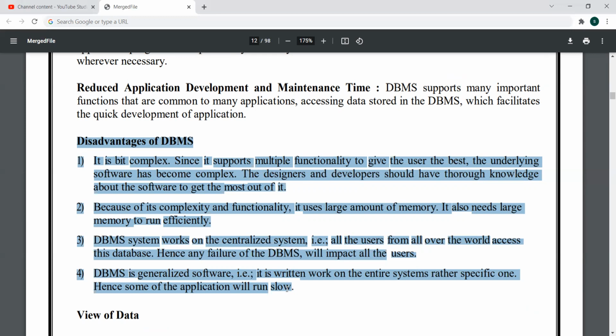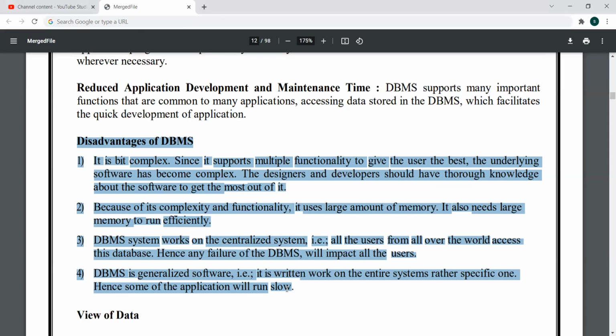The DBMS works on a centralized system, that is, all the users from all over the world access this database. Hence, any failure of the database will affect all the users. DBMS is generalized software, written for the entire system rather than for a specific one. Hence, some of the important applications will run slowly.